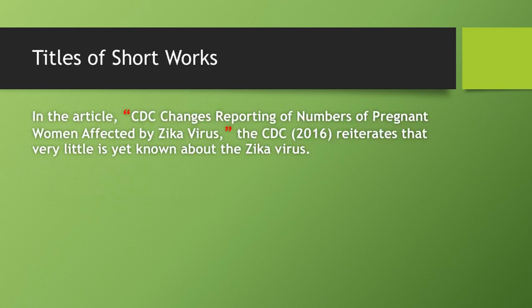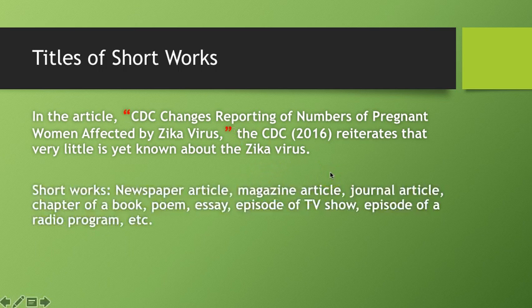So for example, when we're quoting the titles of short works, we put a quotation mark at the beginning and the end of the exact title of that work. Short works include newspaper articles, magazine articles, journal articles, a chapter of a book, a poem, an essay, an episode of a TV show, an episode of a radio program, etc. Basically, if it's a piece of something bigger, you would put it in quotation marks.